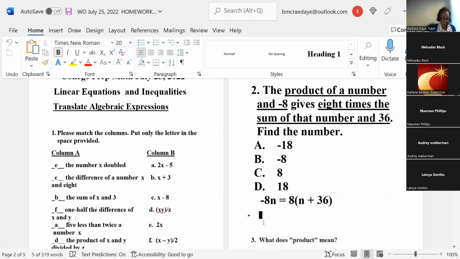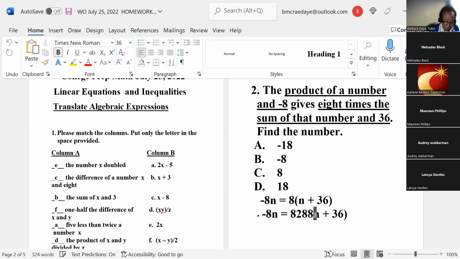Okay, Maureen, I need you to multiply that out for me. On the right side, what do you get? 8 times n is what? 8n. So let's just take that out. 8n. What's 8 times 36? 8 times 36 is 288. Very good. 288. We could take out those parentheses because we did our multiplication, right? Now, what's your next step?